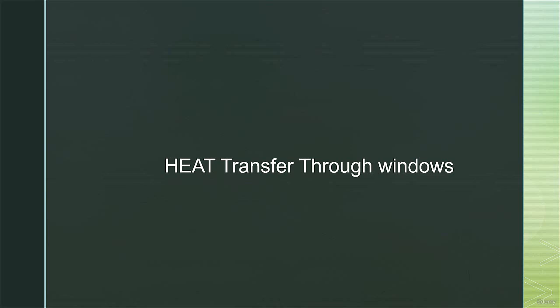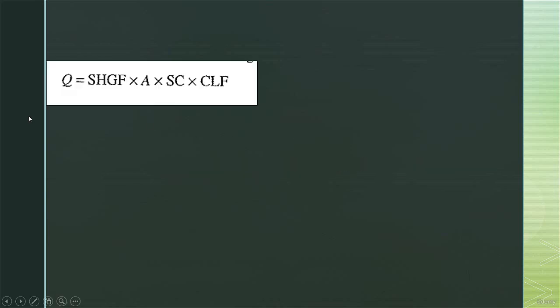Now we should learn the concepts of heat transfer through windows. As you know, for windows we mainly use glass. First of all, the formula used for heat transfer through windows is Q equals SHGF times A times SC times CLF. SHGF is the solar heat gain factor, A is the area of the window or area of glass, SC is the shading coefficient, and CLF is the cooling load factor.